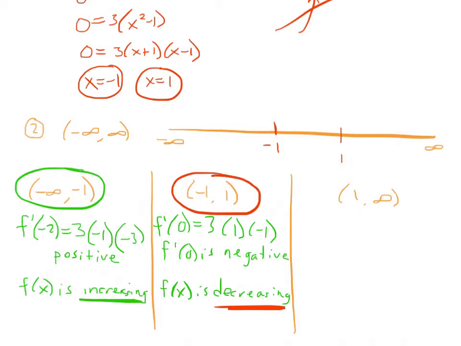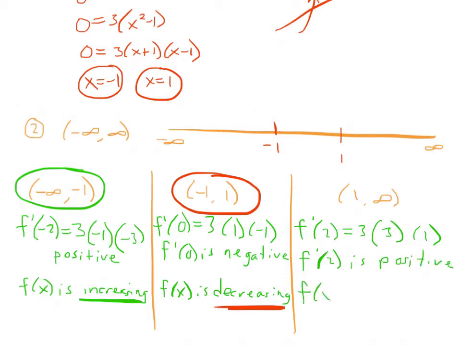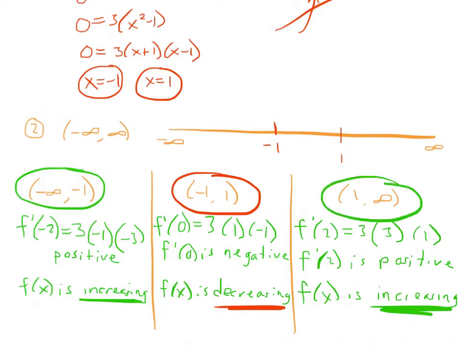And we'll go on and quickly check the last one. F prime of 2 is going to be 3 times 1. This tells me the derivative is positive, and that means the original function is increasing. Right? So again, increasing on this interval.